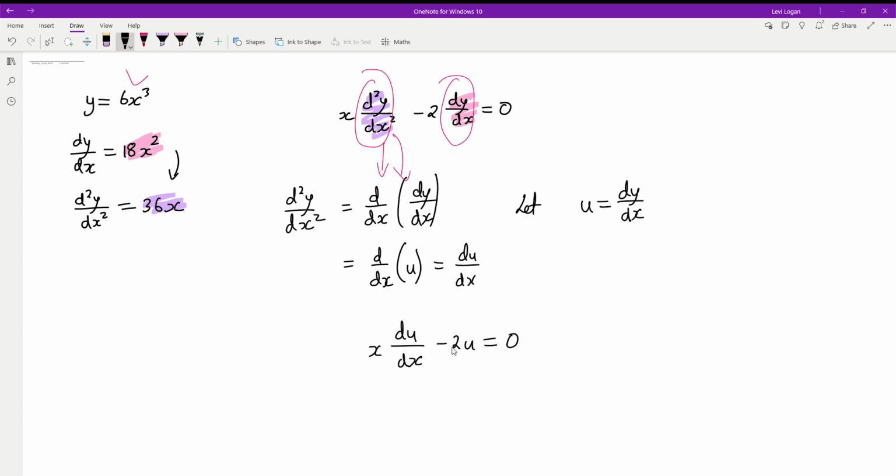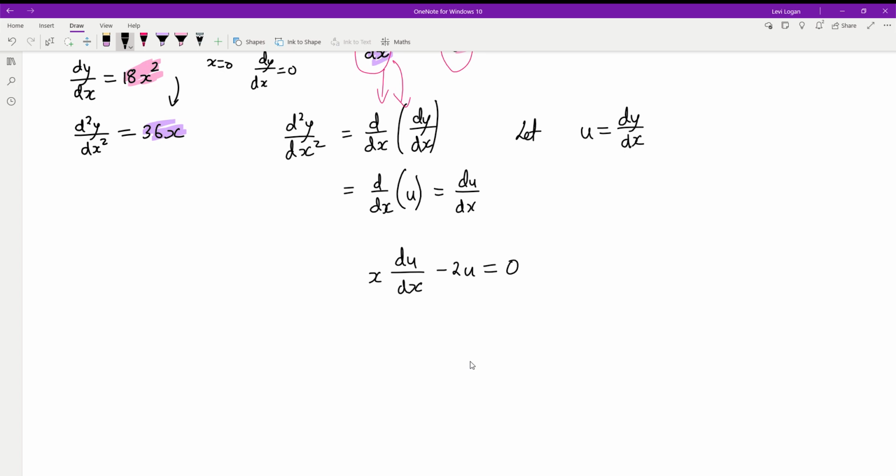Now this is a lot easier to solve. All we're going to have to do is separation of variables. Now, before we keep going, we need some initial conditions. When x is equal to 0, y is also going to be equal to 0. And when x is equal to 0, the first derivative will also be equal to 0. The reason we need that is because if we want to get a specific polynomial, we're going to have to get rid of our plus c's.